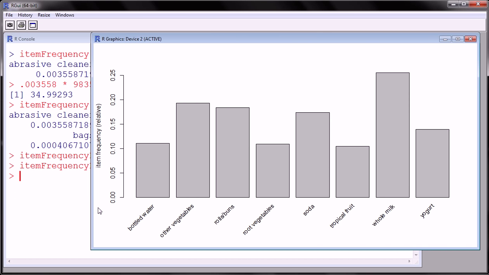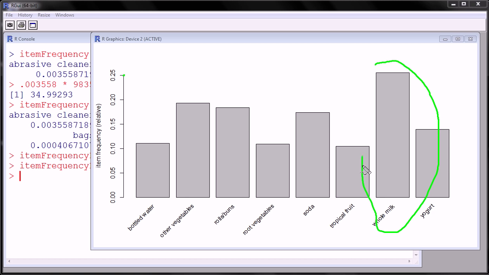So let's look at this. Bottled water shows up in about 12%, it seems. Other vegetables, about 19%. Rolls and buns, and so on and so on. And whole milk, a little more than 25%. So again, the most frequent item. We saw that before when we looked at the summary.